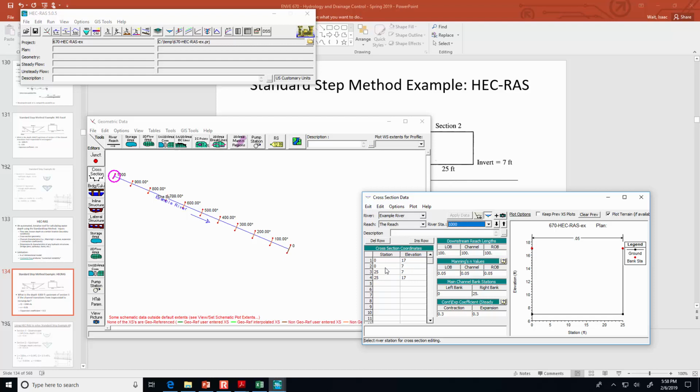So what we're doing here is just assigning a coordinate system to the cross section. It's the, oh, okay. That's it.